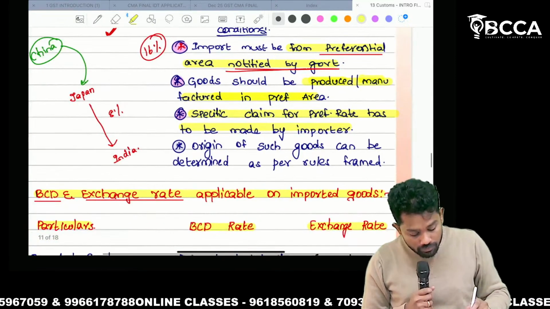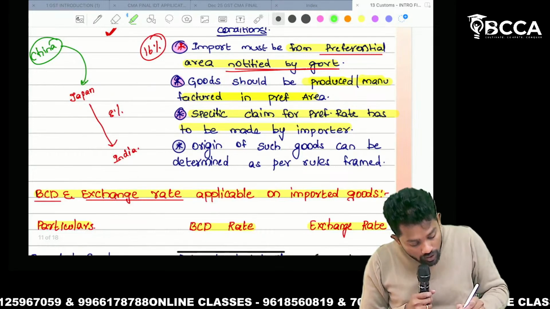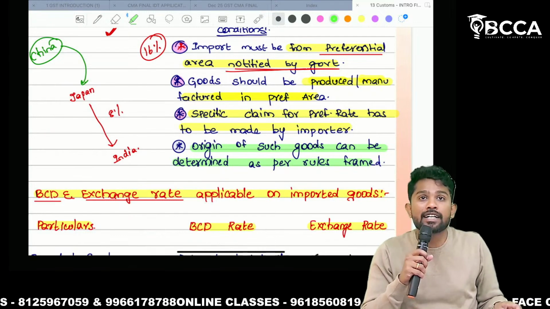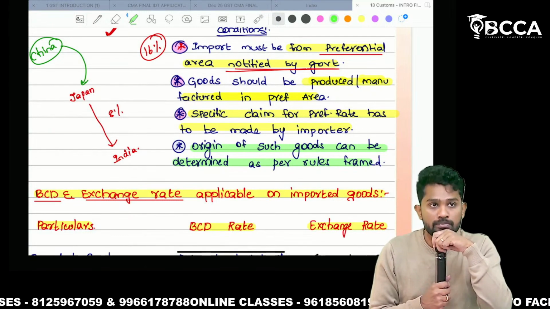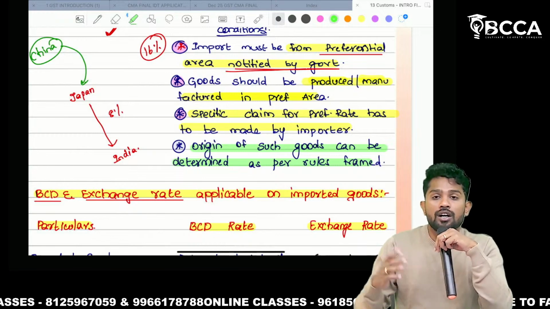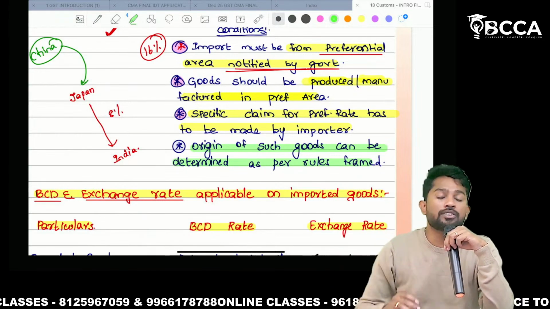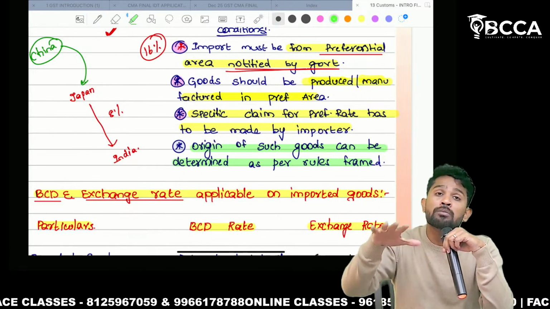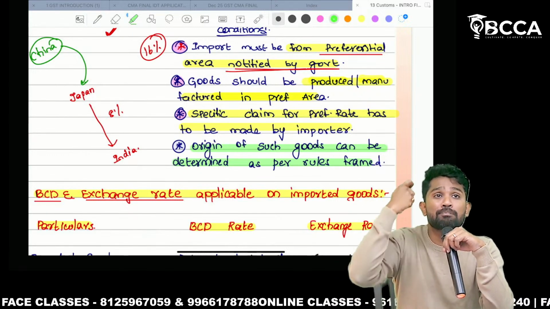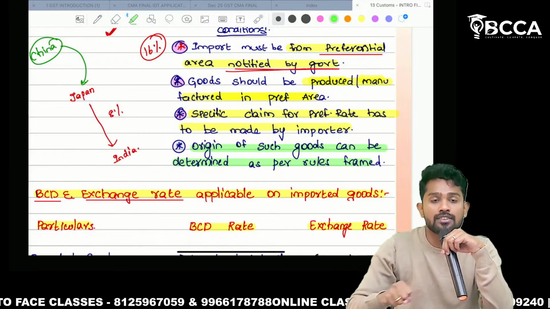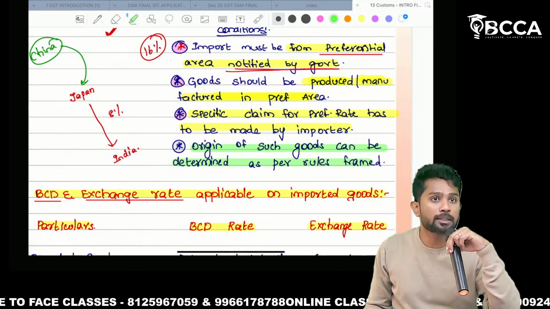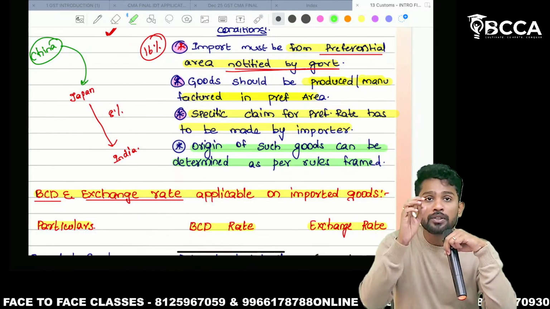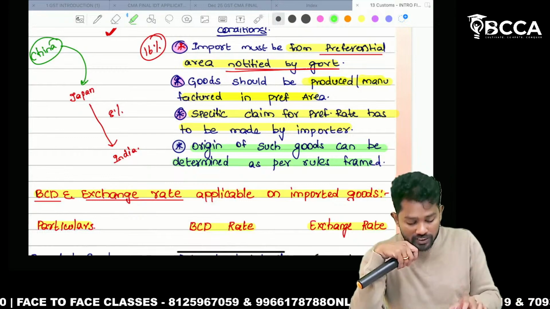Then the origin of such goods can be determined. The origin can be determined as per the rules framed. If at all they have doubt and they want to check the origin, you could provide, and they can establish, yes, these goods are manufactured only in Japan. If such conditions, such criteria are met, then you have the option to avail the preferential rate.